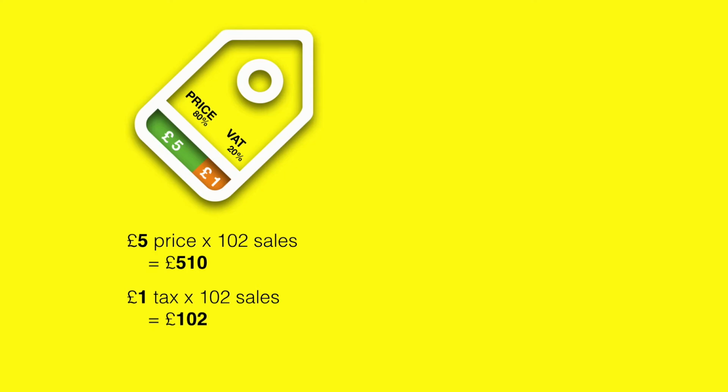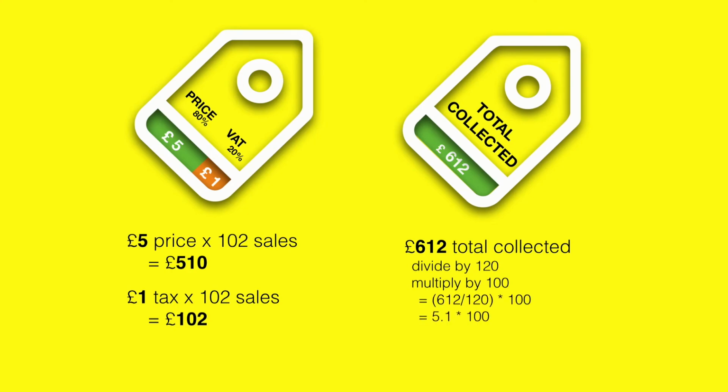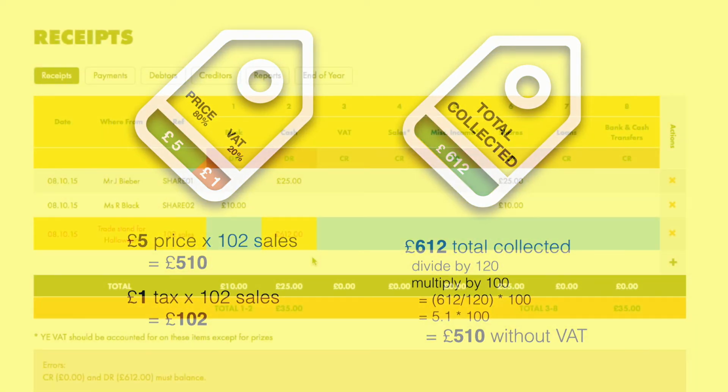We may have already calculated that for each product we sell at £6, £5 goes to us and £1 is VAT. If we've already done this, we can simply multiply 5 by 102 sales and 1 by 102 sales, and we have our numbers. If we don't know the VAT amount or have forgotten it, we can work it out using a formula, and that is to take the total, divide it by 120, and multiply it by 100. This gives us the number without VAT. To get the VAT, we minus this number from the original amount.